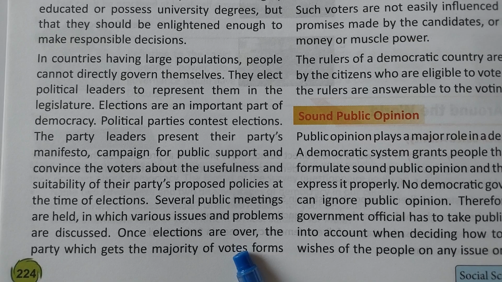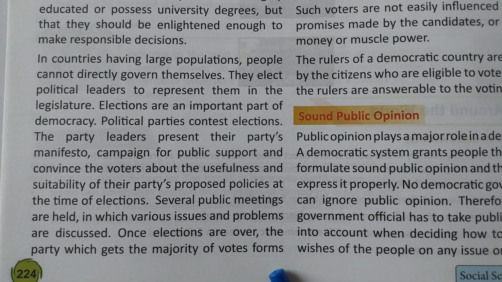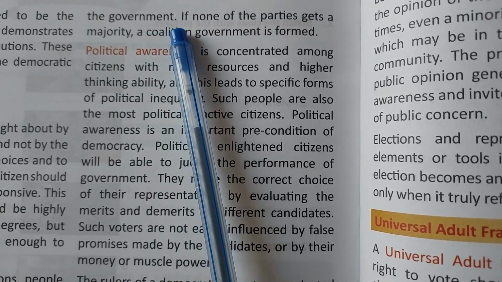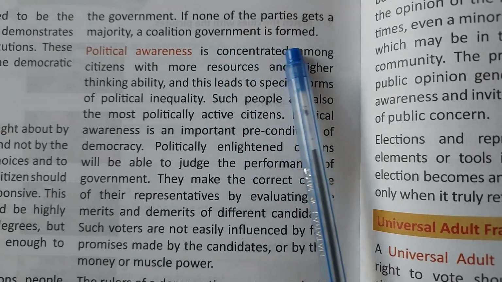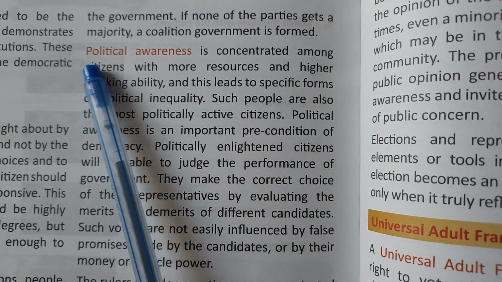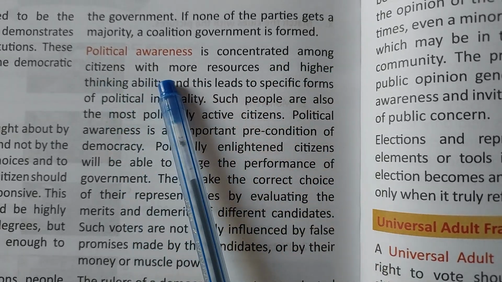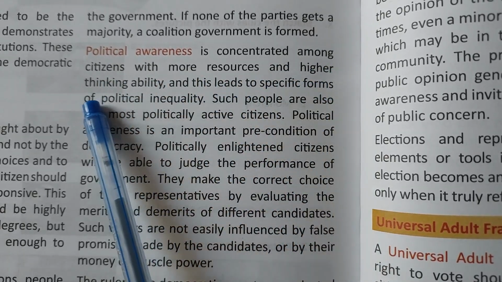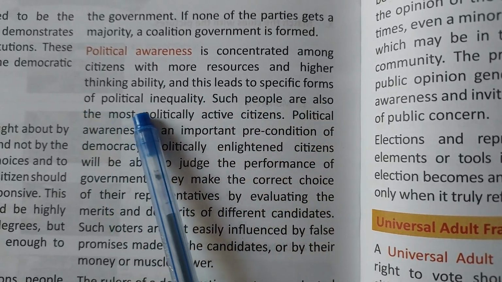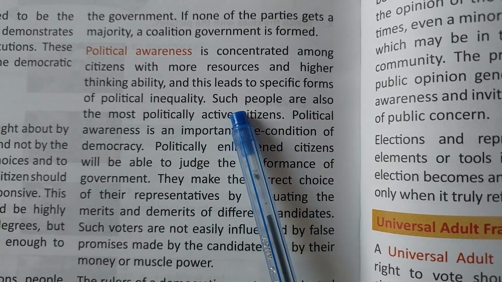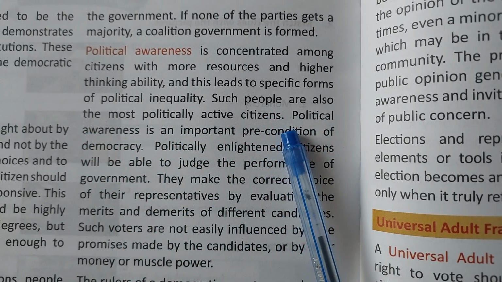Once elections are over, the party which gets the majority of votes forms the government. If none of the parties gets a majority, a coalition government is formed. Political awareness is concentrated among citizens with more resources and higher thinking ability, and this leads to specific forms of political inequality. Such people are also the most politically active citizens.